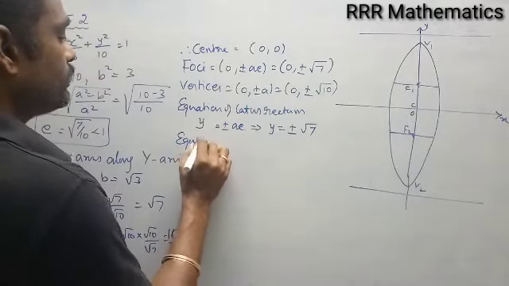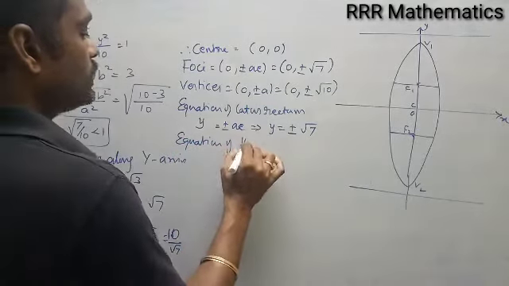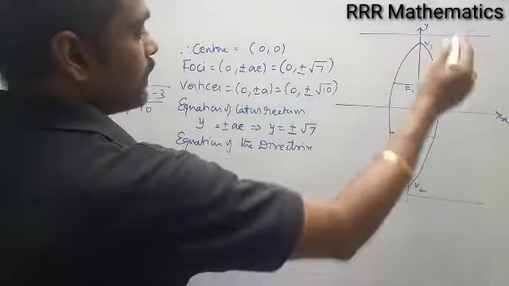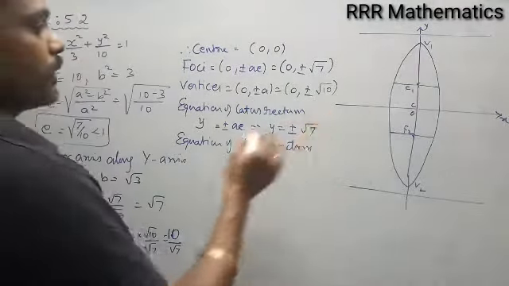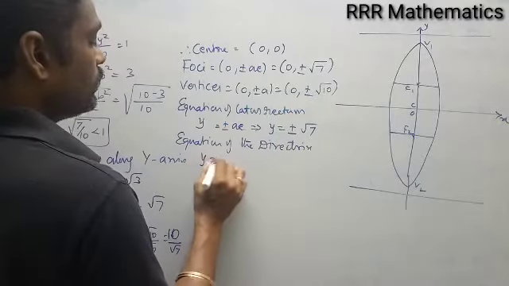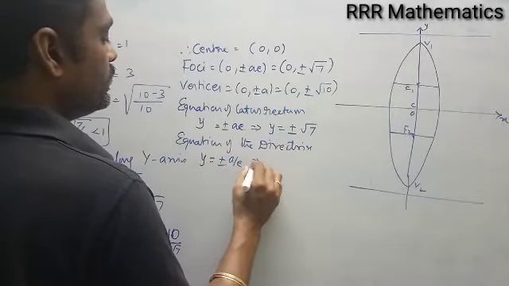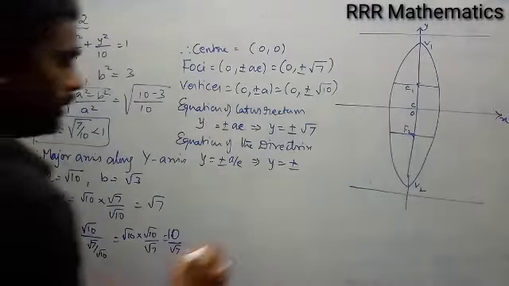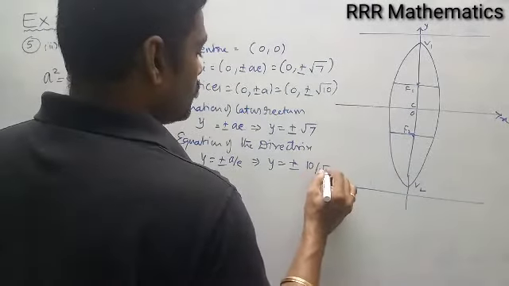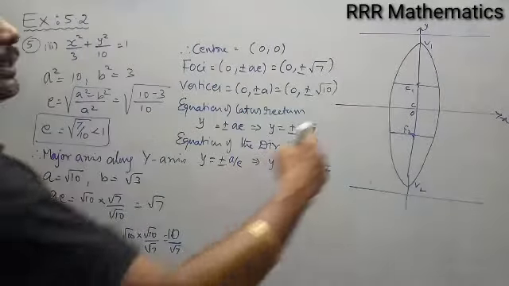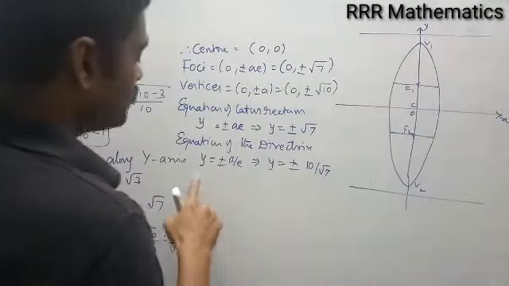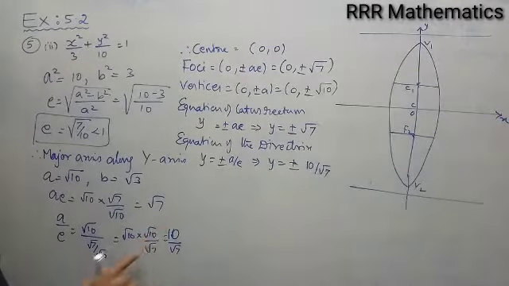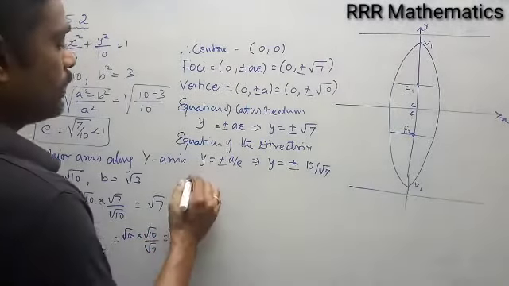And the equation of the directrix, which is parallel to the foci, that is parallel to the x-axis: y equal to plus or minus a divided by e. This implies y equal to plus or minus, what is a divided by e? 10 root 7. Got it? So the equation of the directrix is y equal to plus or minus a divided by e, y equal to plus or minus 10 divided by root 7.